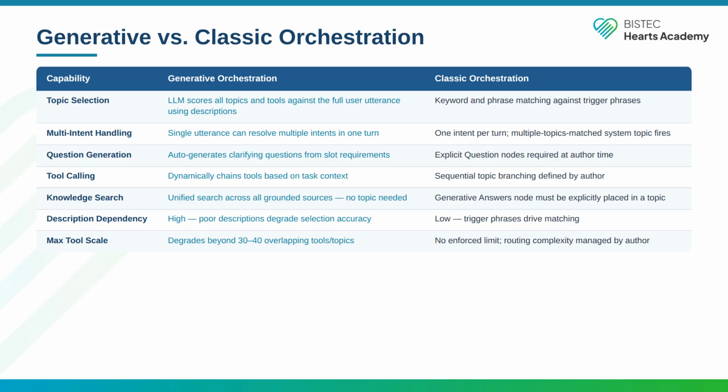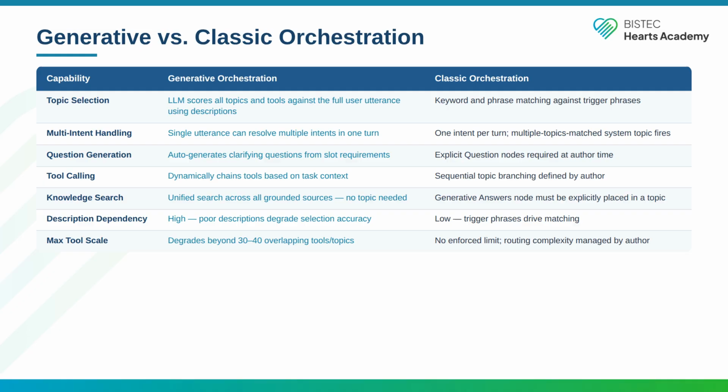Question generation. Classic mode requires explicit question nodes for every piece of missing information. Generative mode auto-generates clarifying questions from slot requirements. Authors may not realize the model is generating questions they did not write, leading to duplicated or conflicting prompts. Tool calling. Generative mode dynamically chains tools based on task context rather than following the sequential branching the author defined at design time. Emergent behavior that was never explicitly designed or tested.